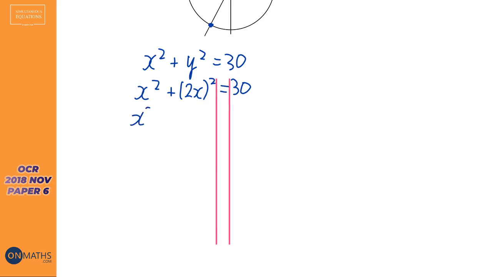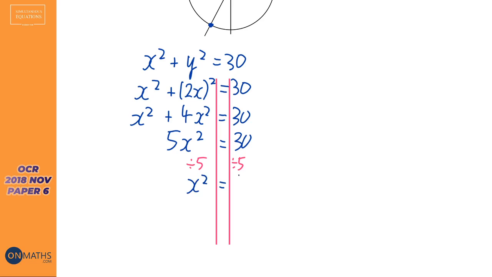Because we're going to start by expanding the brackets. So 2 squared, which is 4, and then x squared, which is just x squared. Then put those together, we get 5x squared. And then divide by 5 both sides. So we get x squared equals 6. And then square root both sides.